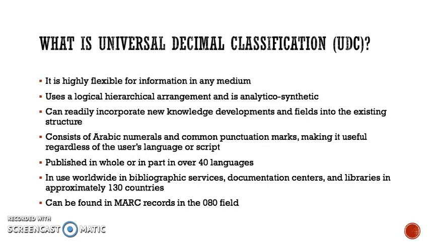It consists of Arabic numerals and common punctuation marks. This makes it really useful regardless of the user's language or script, which is probably why it's been published in whole or in part in over 40 languages, and it's in use worldwide in bibliographic services, documentation centers, and libraries in approximately 130 countries. You can find the UDC number and the mark records in the 080 field.